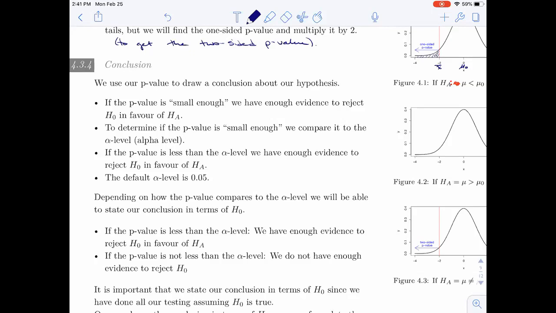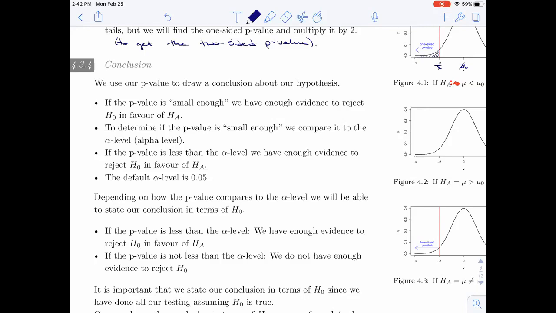The default alpha level is 0.05. So if you're ever doing any testing and you don't know what alpha level to use, the default is 0.05. And that's kind of industry standard regardless of what field you're in. It depends on a couple of things. You can change the alpha level.